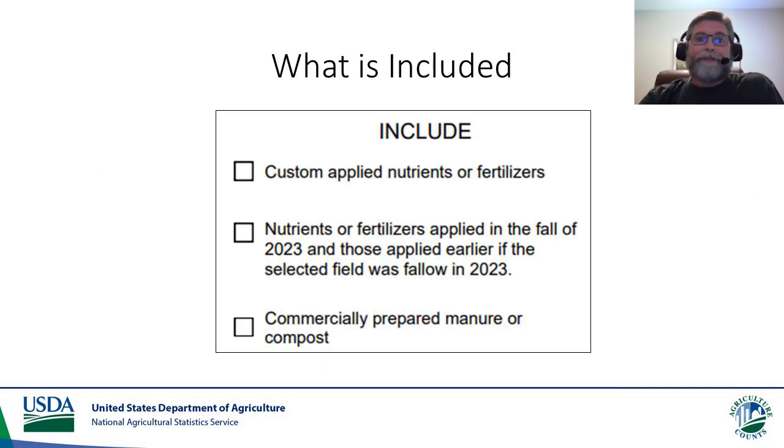For this table, you want to include all chemical nutrient or fertilizer materials applied specifically for the current year crop. You want to include nutrient or fertilizer applied in the previous fall for the current crop. And you need to include nitrogen products applied with herbicides to make the herbicide more effective.